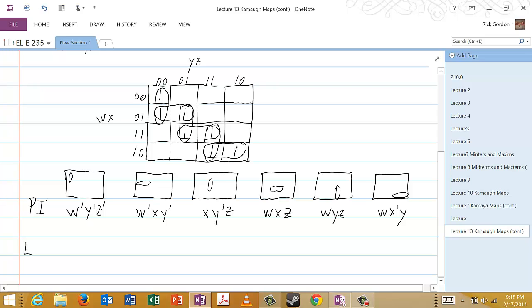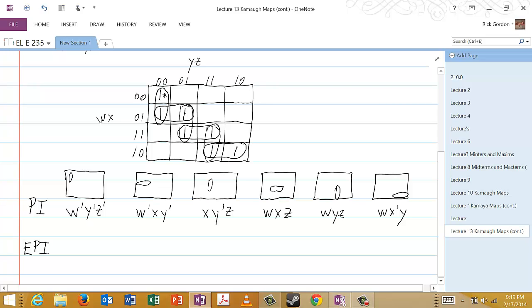Now, we want to identify the essential prime implicants. And remember that the way we do this is by first identifying essential 1 cells. Now recall, an essential 1 cell is a 1 cell that is contained within only one prime implicant. So as we begin up here in the upper left hand corner, we ask, is this an essential 1 cell? And the answer is yes, because it is only contained within the prime implicant W prime, Y prime, Z prime. As we move down to this next one, we can clearly see that this one is contained within 2 prime implicants, so it's not essential.